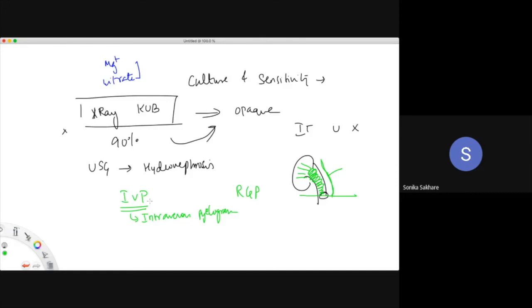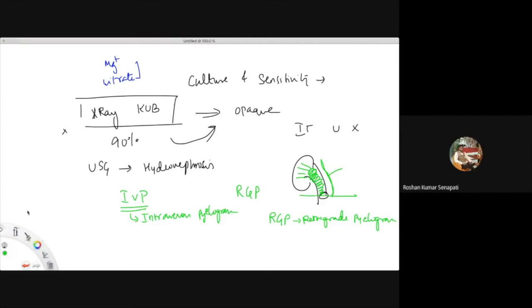And then another investigation which is called RGP, which is nothing but retrograde pyelogram. Here you do the same thing, but in the opposite direction. You're going to put the contrast into the bladder, kind of flush it, and then it goes up the ureter. If there's a block, it doesn't ascend. So it's a retrograde pyelogram. You will study the part which is distal to the obstruction. Does that make sense?